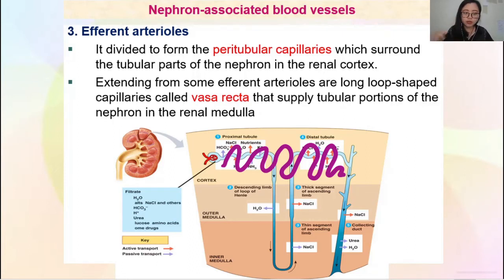Okay, so it's going to be all around next to the proximal and distal convoluted tubules. Extending from some efferent arterioles are long loop-shaped capillaries called vasa recta that supply tubular portions of the nephron in the renal medulla. Apa maksud ayat yang kedua ni? From some efferent arterioles, you will have blood vessels that go to this part. Okay, yang kamu nampak saya warnakan dengan warna purple gelap. Ini adalah vasa recta.